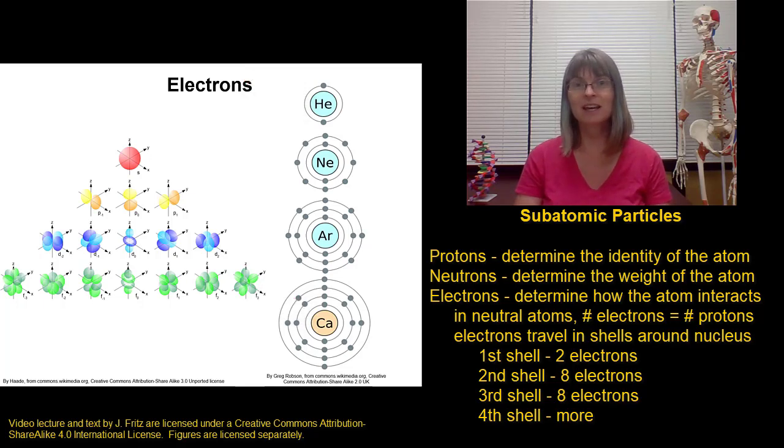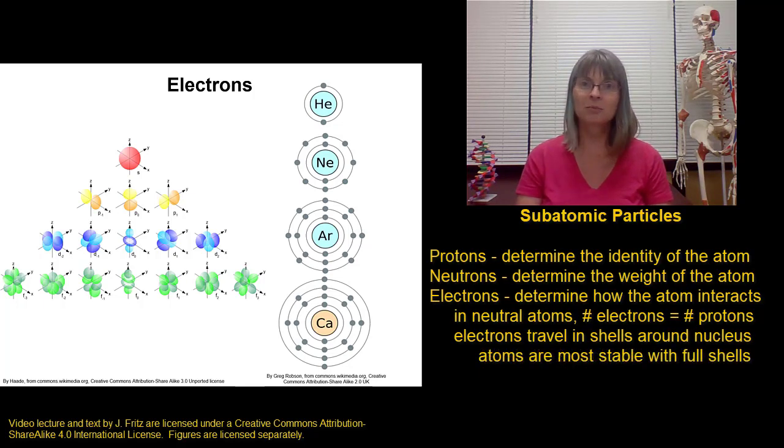The next shell, the second shell, can hold 8 electrons. So the first 2 go into the first shell, the next 8 go into the second shell, and then we put 8 more in the third shell. After that, we put more electrons into the fourth shell. It does get a little more complicated from there, but for our purposes, we can work with just those numbers in the first few shells. 2 electrons in the first shell, 8 in the second, 8 in the third, and then more into the fourth.